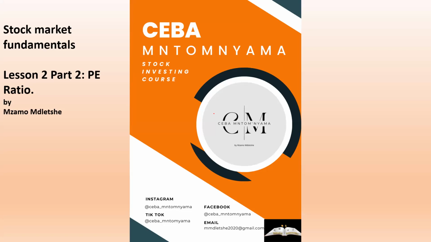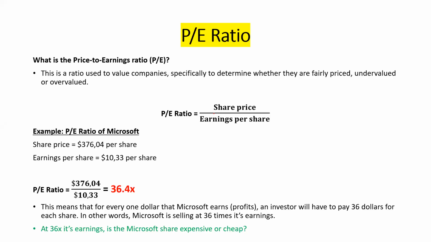In this video, we are going to talk about the price to earnings ratio, also called the PE ratio. This ratio is used to value companies, specifically to determine whether they are fairly priced, undervalued, or overvalued. It is the quickest and most simple way to value a business. We calculate this ratio by dividing the share price of a stock by the company's earnings per share. So the equation, as you can see, is: PE ratio is equal to the share price of the stock divided by the earnings per share of the stock.